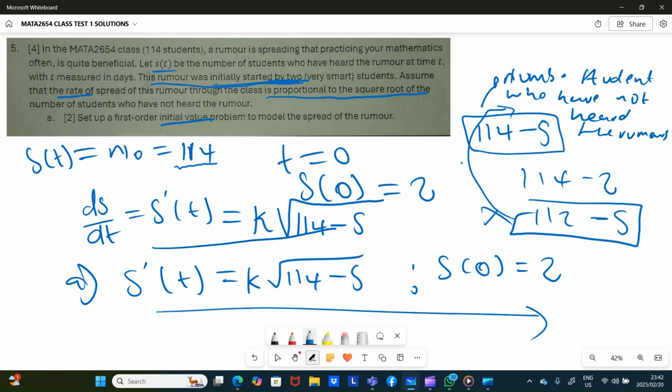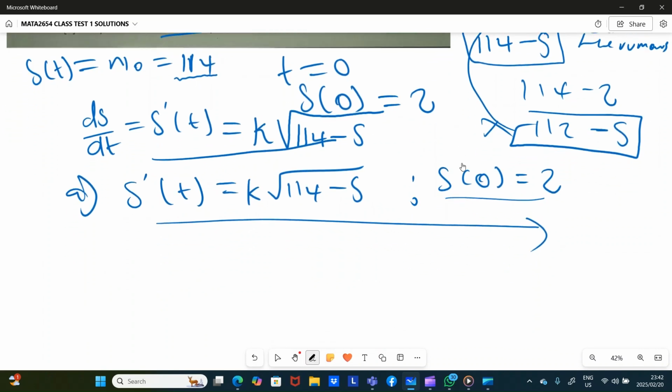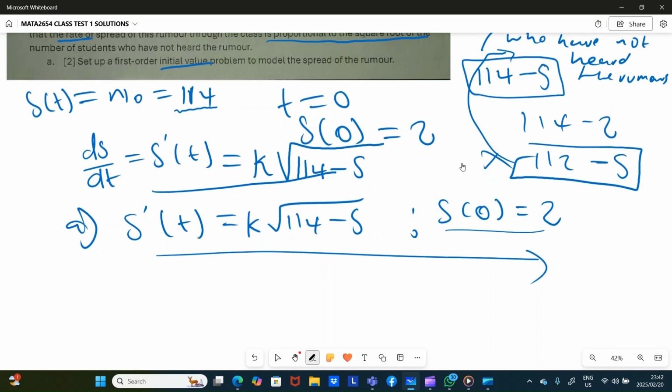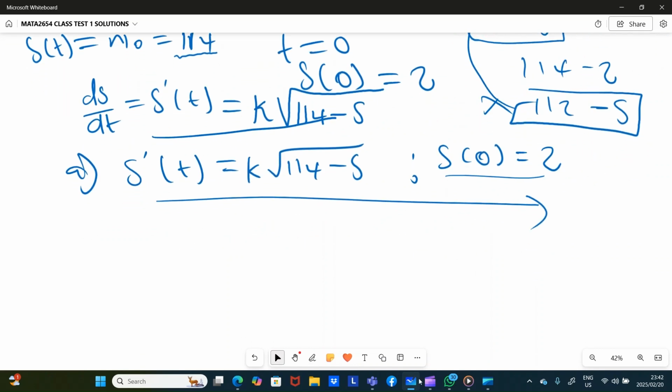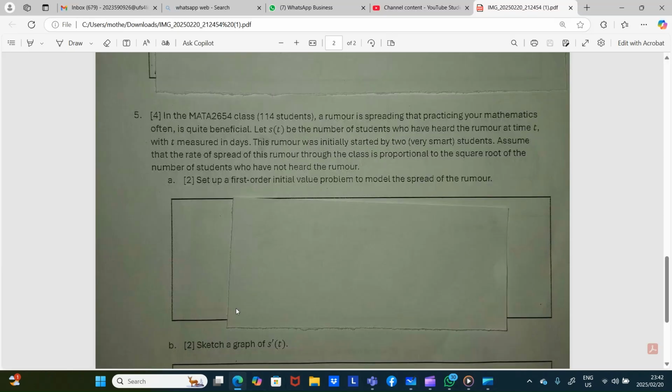Rather, this statement here is telling you the initial condition. So that's why even in the question they want an initial value problem. Okay, hope you guys are not going to fall for the same thing again. So this was not all. I think there was part B of the question. Let's quickly see what part B was saying.